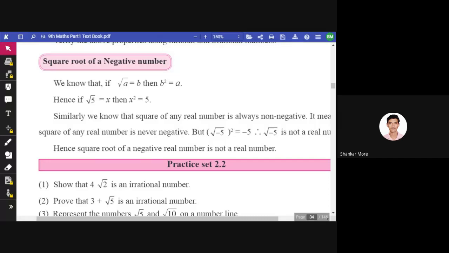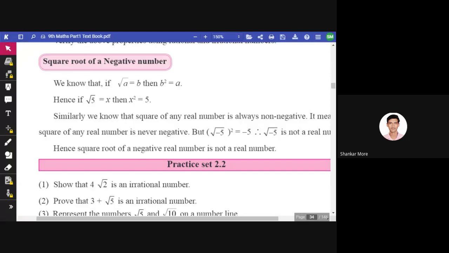Okay, so square root of minus 36 exists. It exists, but it is not in your syllabus. That's why we are not going to learn it. And the value will not be a real value, it will be an imaginary value. Got it? Got it? Got it, students?